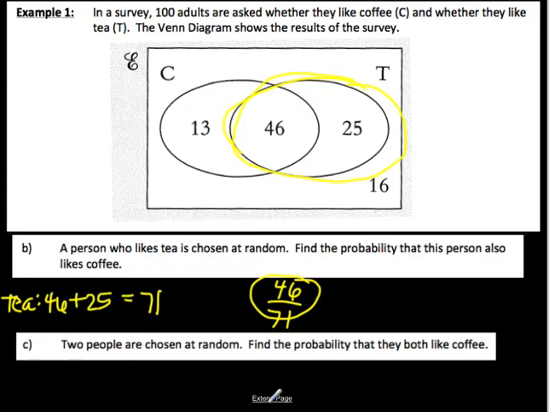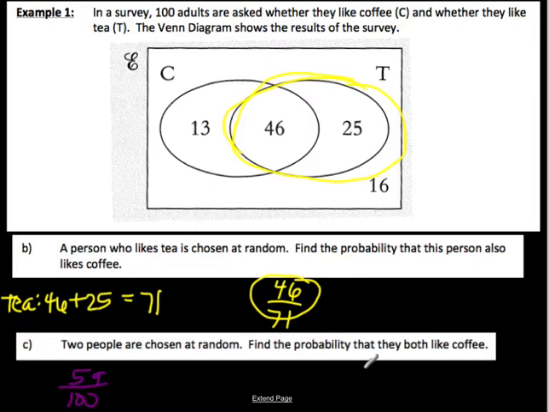And then example C says 2 people are chosen at random. Find the probability that they both like coffee. Okay, so we're choosing 2 people at random, so we're looking at everybody again, and we want to figure out that they both like coffee. Well, if you look at part A, we wrote down how many people like coffee, and that would be that 13 plus 46, so there is 59 people total that like coffee, so 59 out of 100.